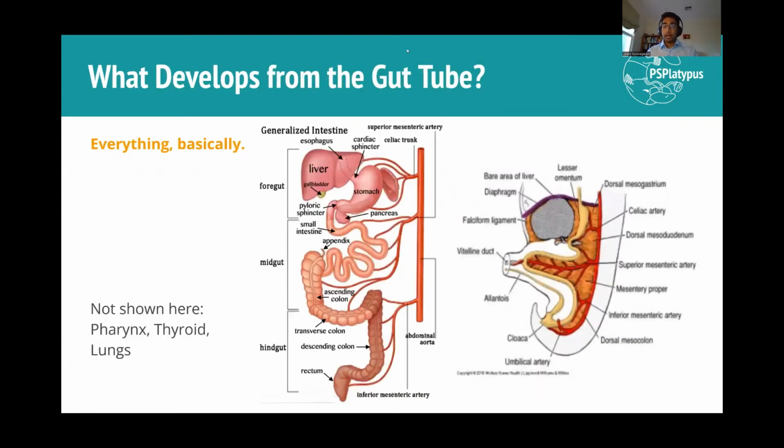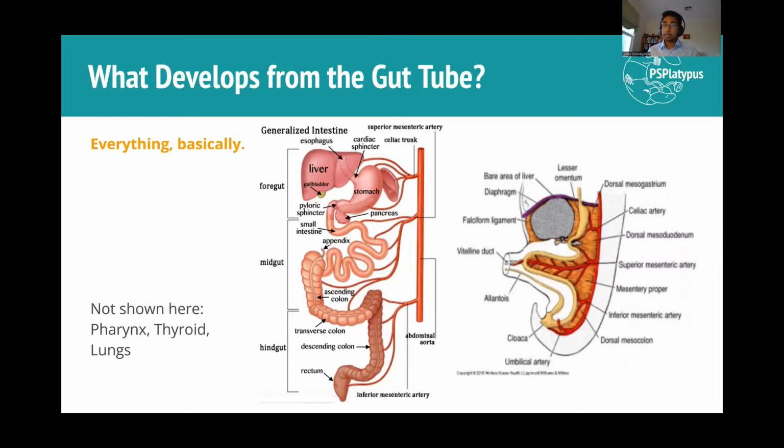All right, so the gut tube is basically, if you look on the right there, a tube which originates in the embryo, okay? So the main adult expression of the gut tube is the digestive system, obviously. So all the way from your esophagus down to the anus, the gut tube is basically the progenitor of everything that happens in the GIT system.